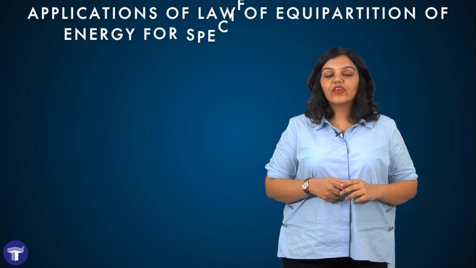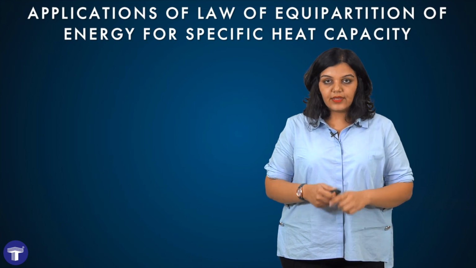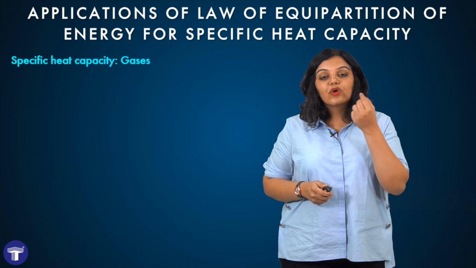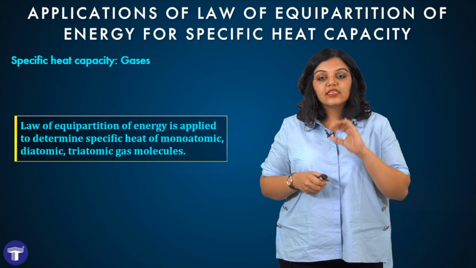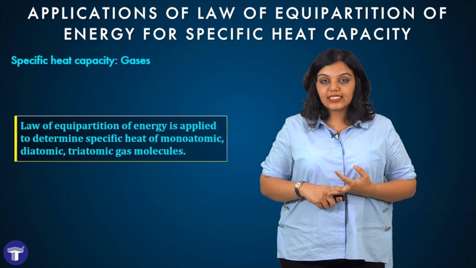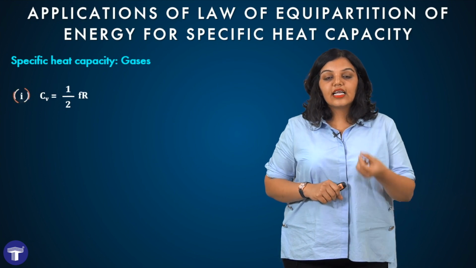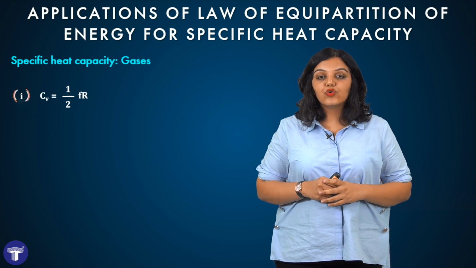Now let's apply the law of equipartition of energy to finding how we can get the specific heat capacity. First of all, let's write down that for the specific heat capacity of a gas, you can simply apply the law of equipartition of energy and determine the specific heat of a monoatomic, diatomic or a triatomic gas molecule. And how do you do this? You do this simply by using the formula that Cv, where C is the molar specific heat, is equal to 1 by 2 fR.